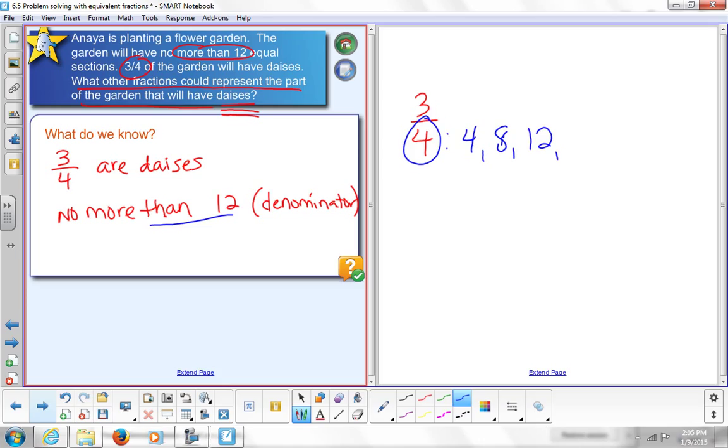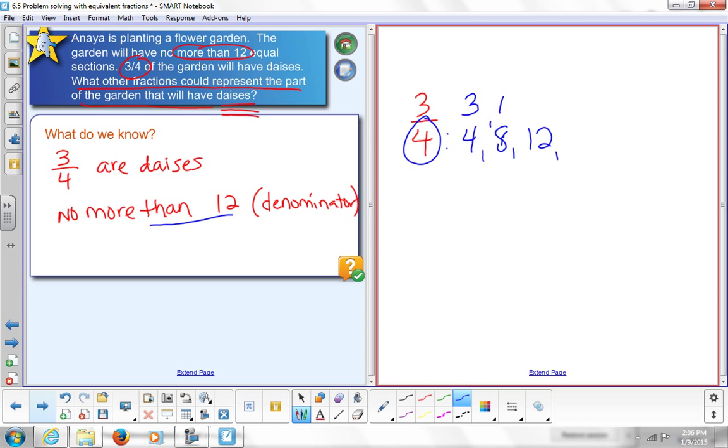Okay, so I'm going to do the same thing to the top. These are going to be my fractions. So 3 times 1 is 3. 3 times 2 is 6. 3 times 3 is 9. Okay, so these are actually my fractions that will be replaced. So 3/4 is the same as 6/8 and 9/12.